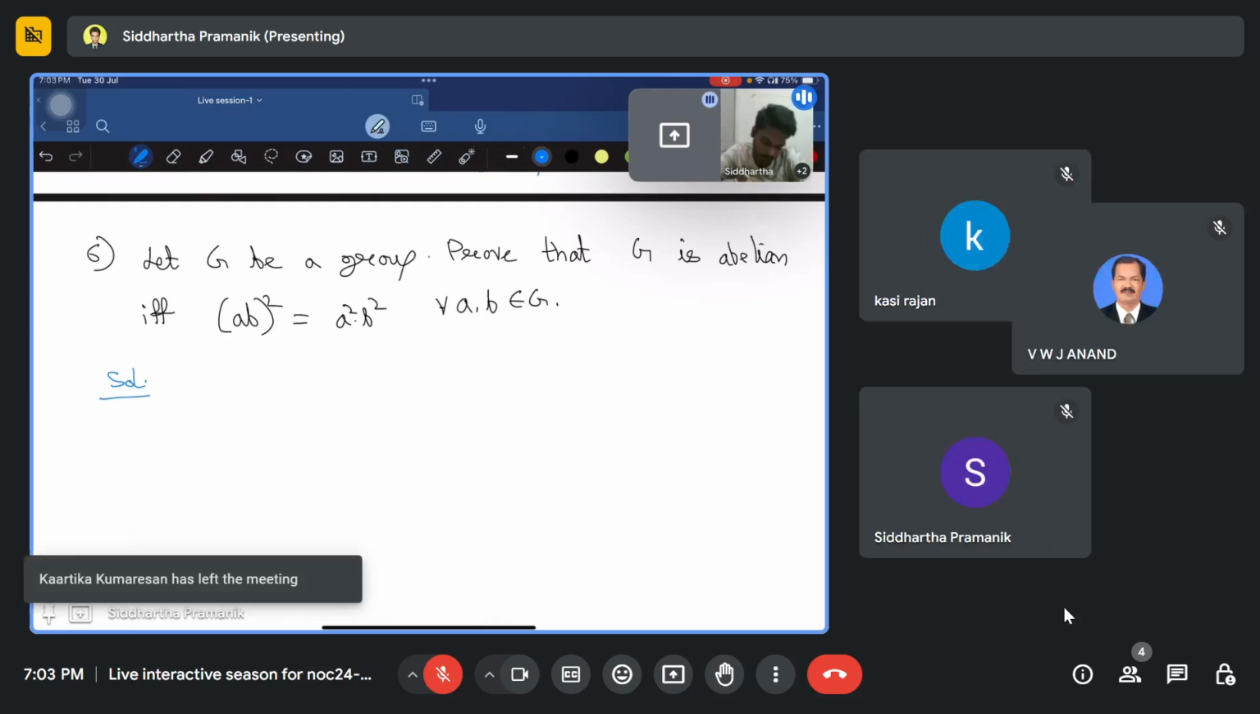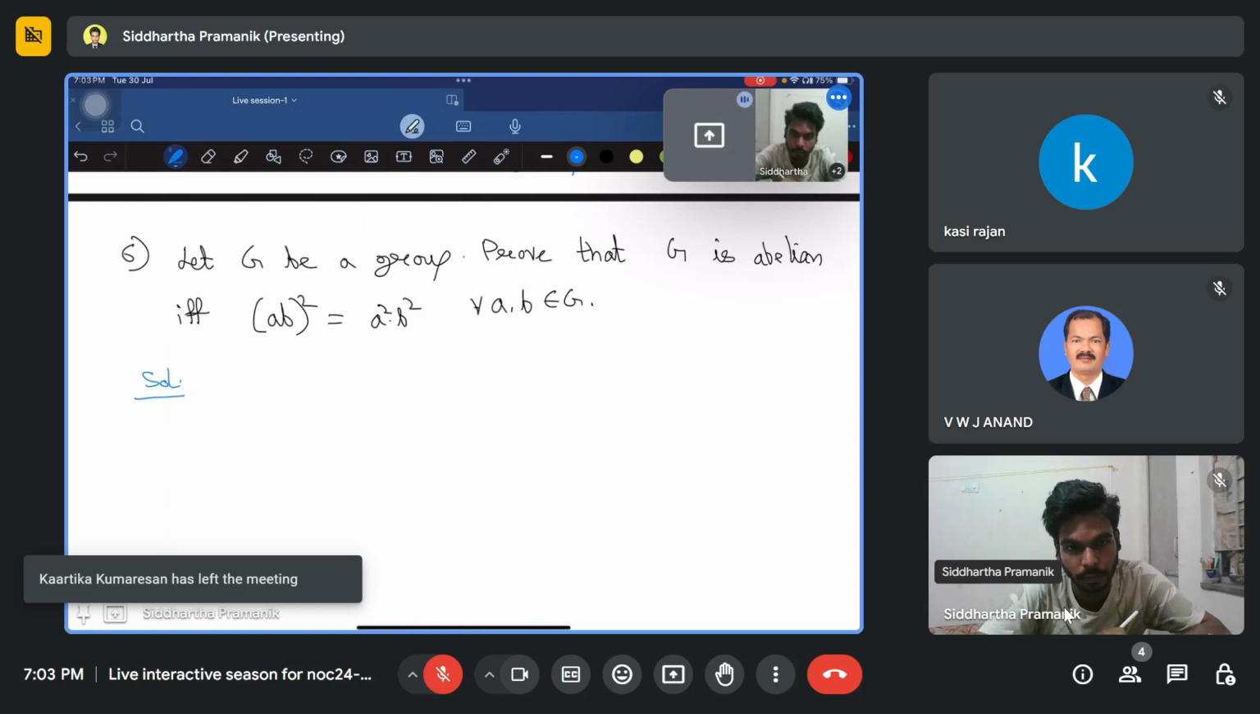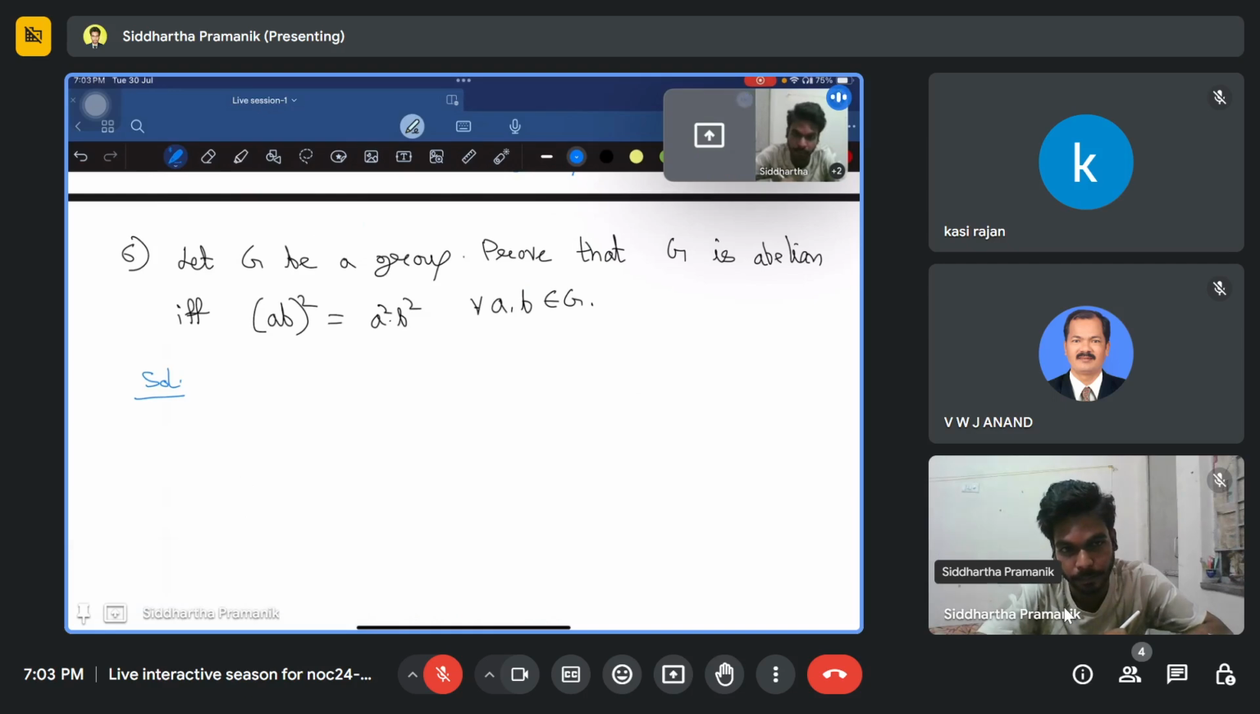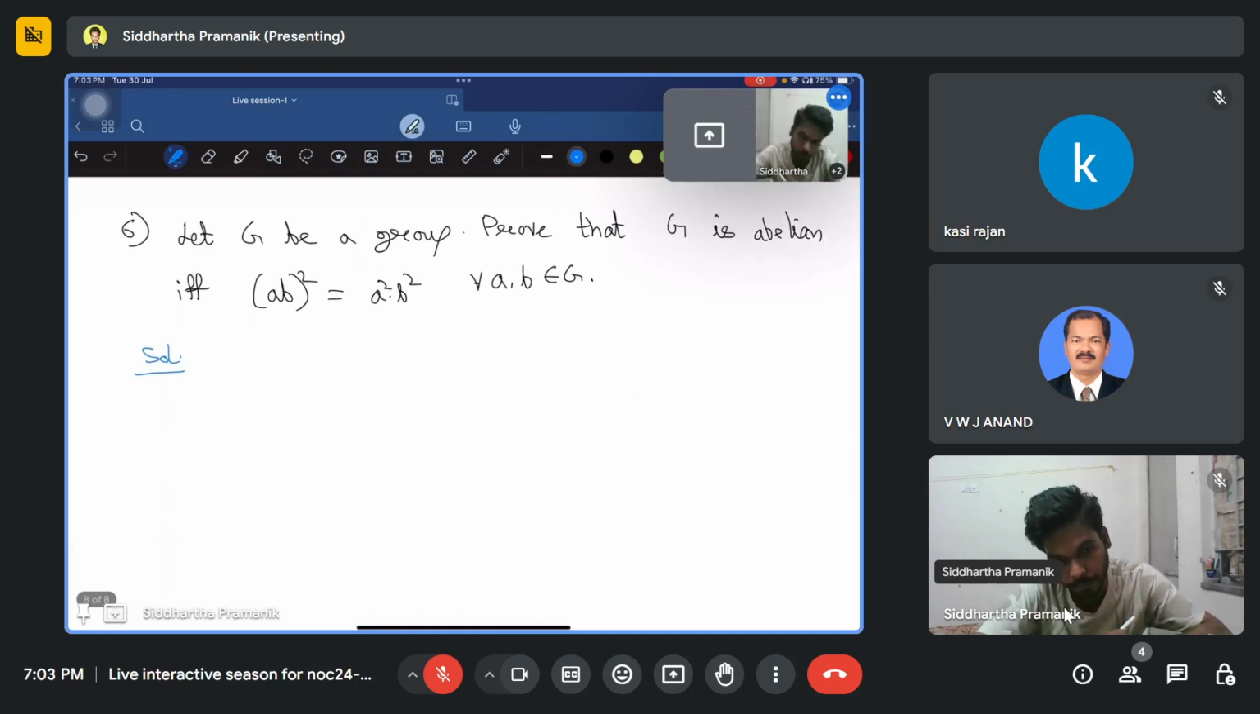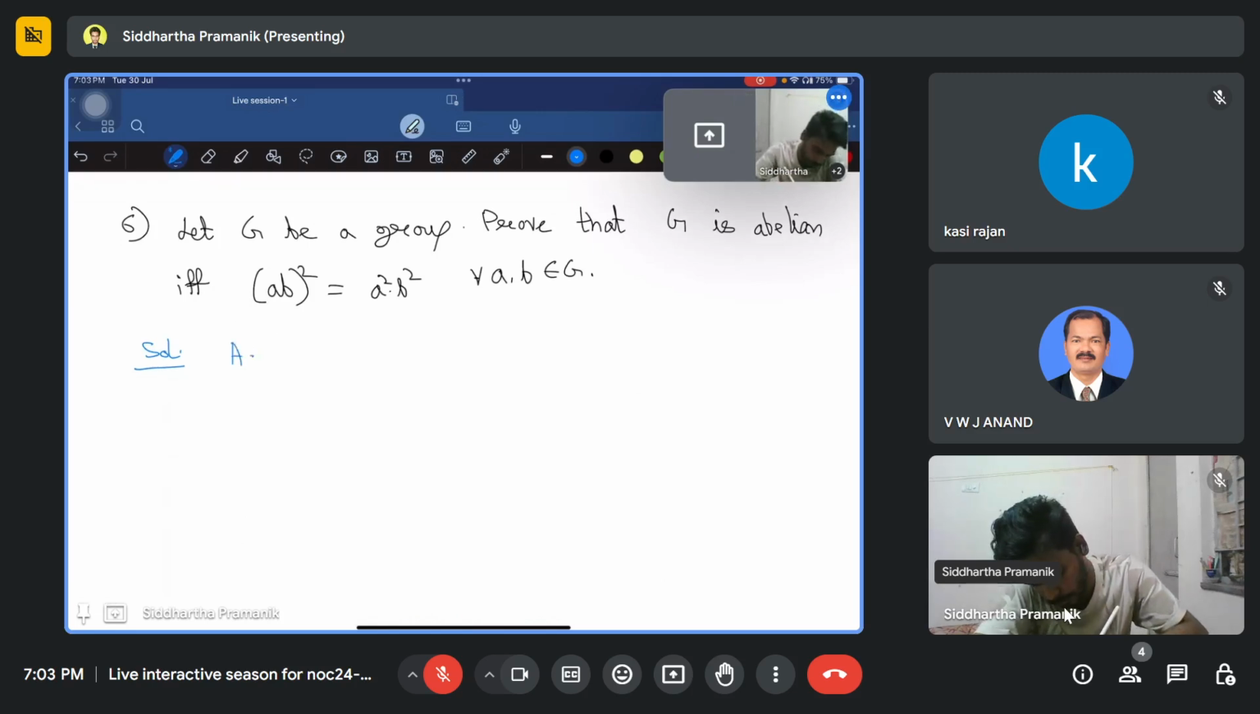So this is an if and only if problem. So we need to prove both sides, right? First, let G be abelian, and pick two arbitrary elements a, b from G. Okay, so we need to prove this relation holds. Let's see that.